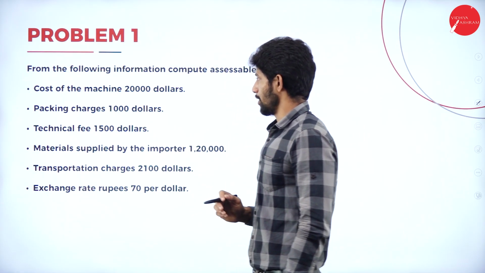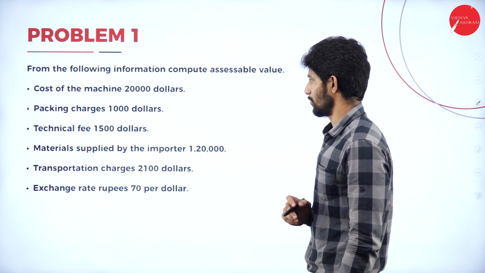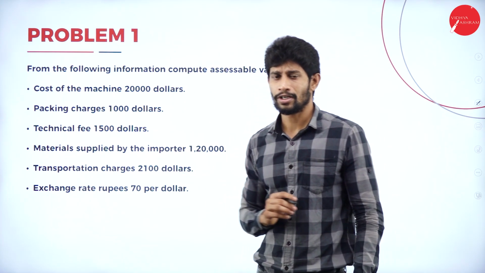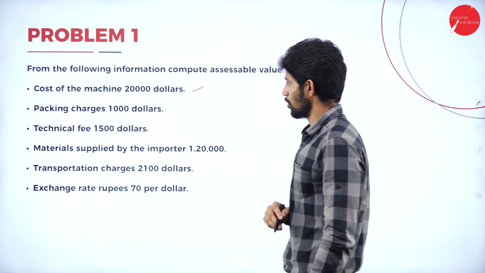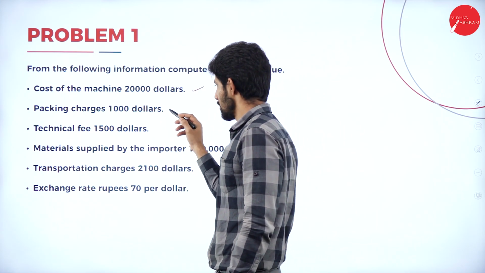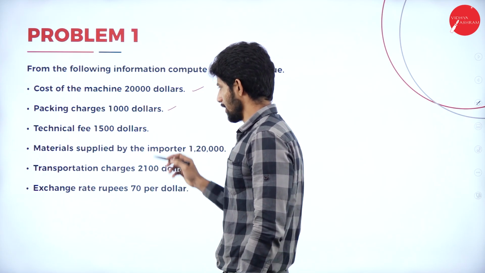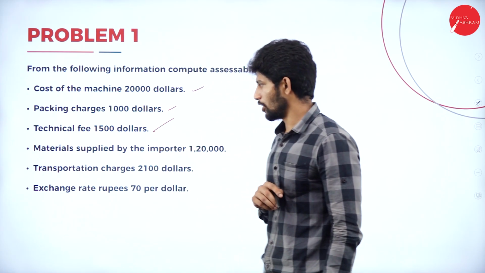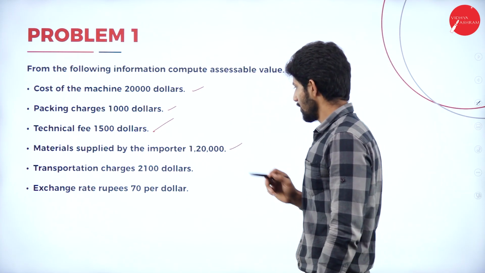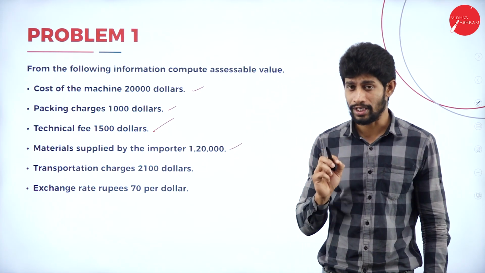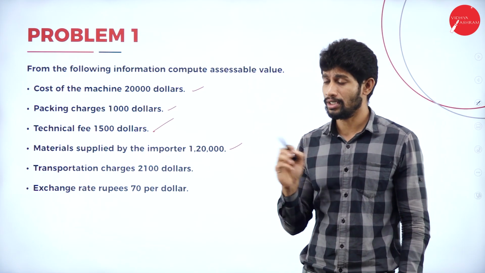From the following information, compute assessable value. Cost of the machine $20,000, packing charges $1,000, technical fees $1,500, material supplied by the importer 1,20,000. It is in rupees, not in dollars.